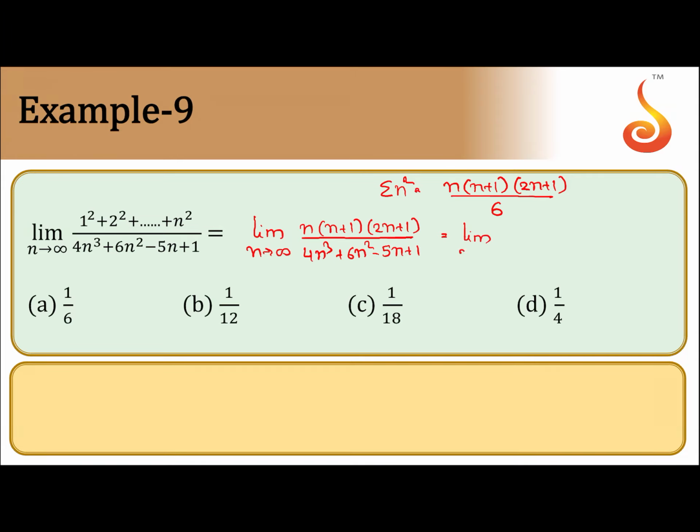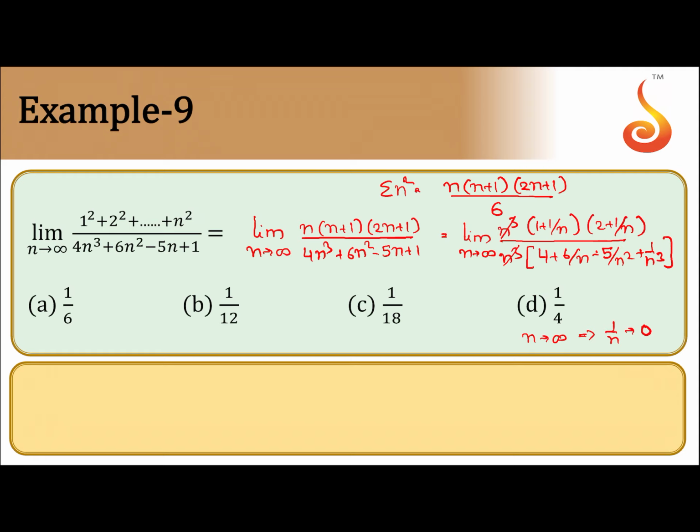So next step, we take n from each bracket, we get n cube, 1 plus 1 by n into 2 plus 1 by n whole divided by n cube common, we get 4, 6 by n minus 5 by n square plus 1 by n cube. Now, limit n tending to infinity implies 1 by n is tending to 0. n cube will cancel.